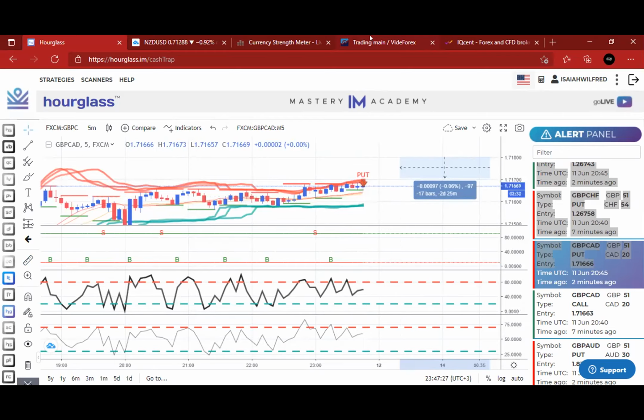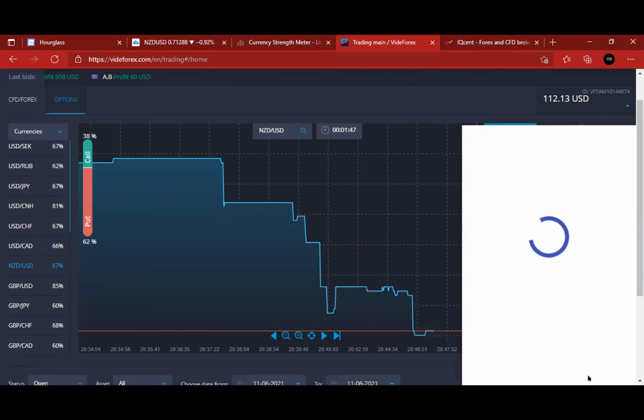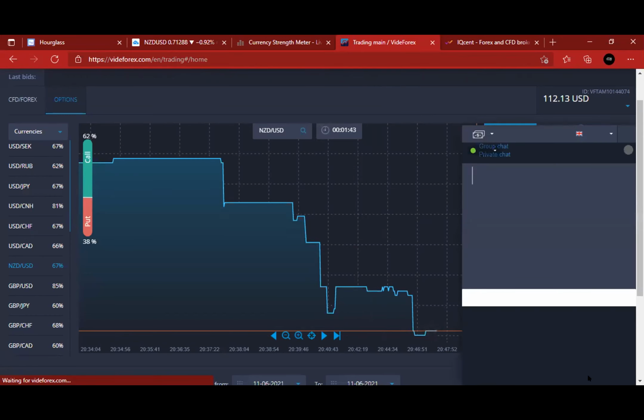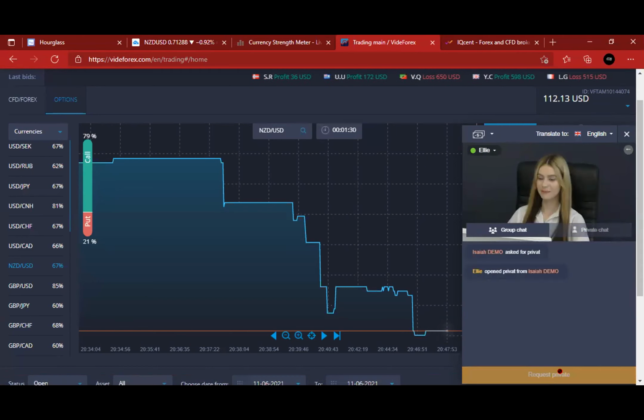So if you wanted to create your demo account, what are you doing? On your broker, if you're using your laptop or your phone, where do you go to? You actually come here. You can see this chat area here. You click on chat. So on your phone, you can actually do it as well. Once you click on chat, you're going to see two options, group chat and private chat. So you click on private chat and do what? Request private. You click on request private.